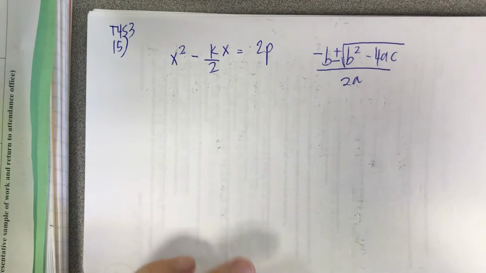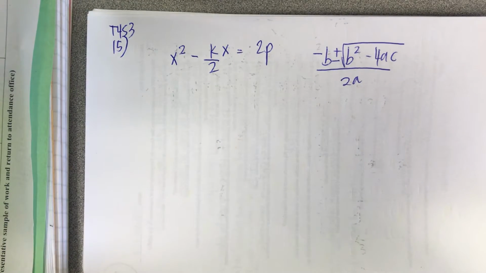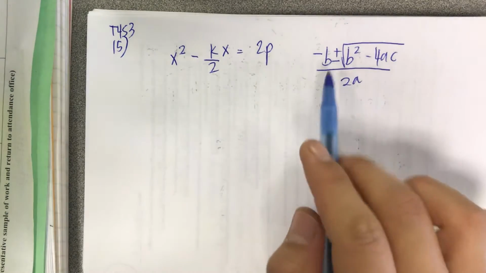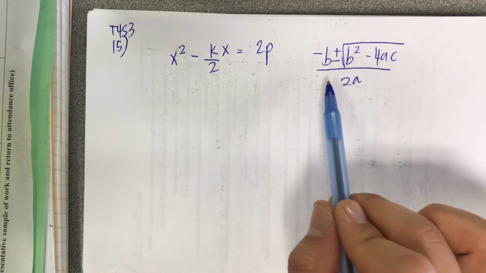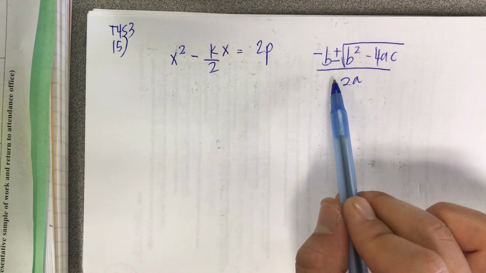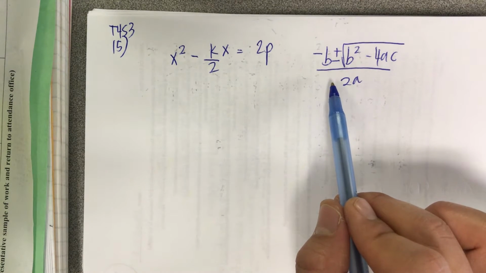In this question, it says x squared minus k over 2x equals 2p. And it says in the quadratic equation above. When it says quadratic equation, they're giving you a bone here and telling you to use the quadratic formula. So I wrote it right here, but notice on the SAT, they do not give you the quadratic formula. You need to memorize that and know it yourself, okay?